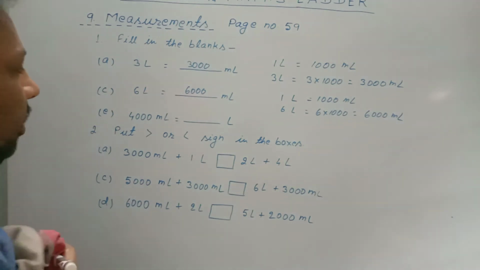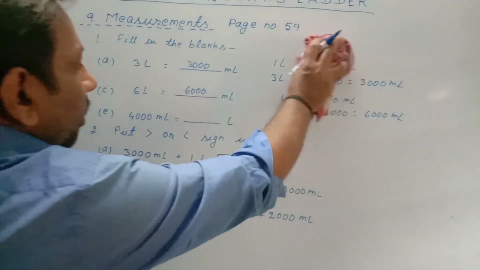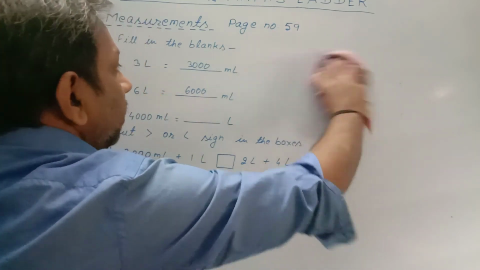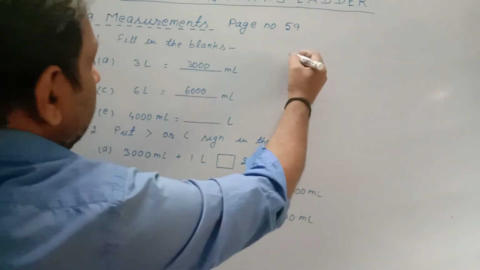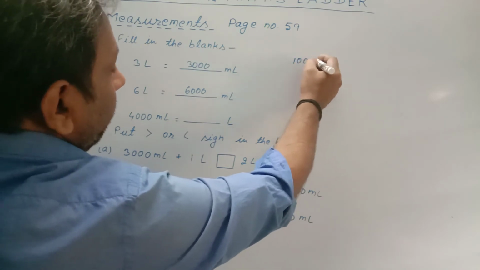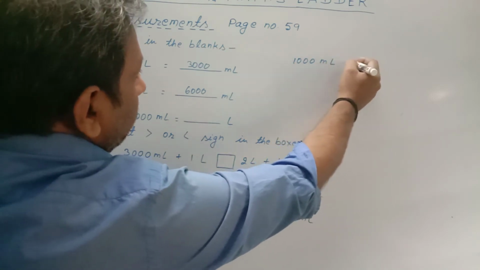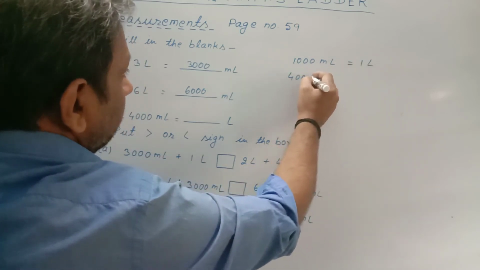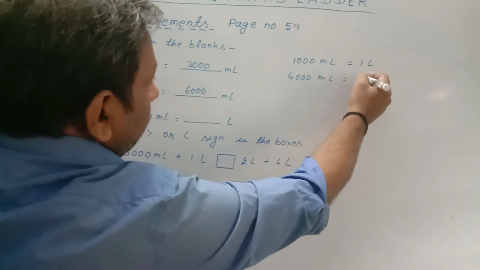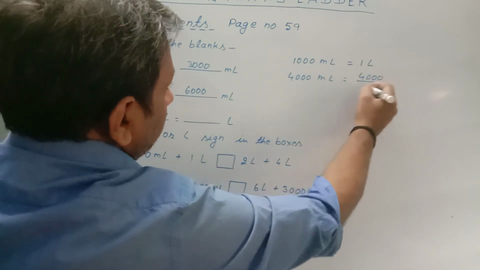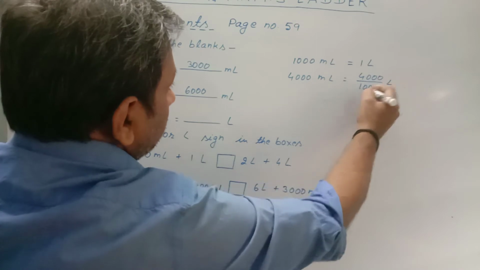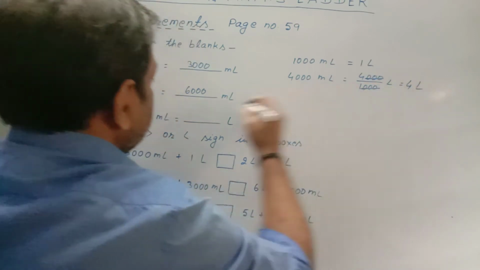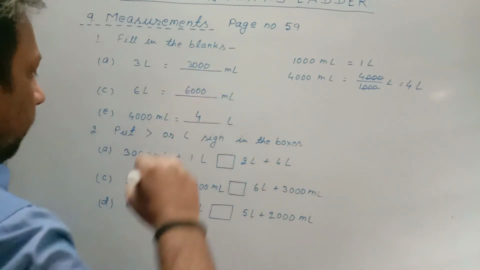Now question number E, 4000 milliliter equal to how much liter? For that we'll change this 4000 milliliter into liter. We know 1000 milliliter equal to 1 liter. Therefore 4000 milliliter equal to 4000 by 1000 liter. This 000 cancelled, that became 4 liter. So here we will fill 4 liter.